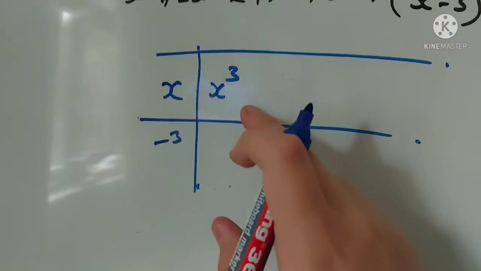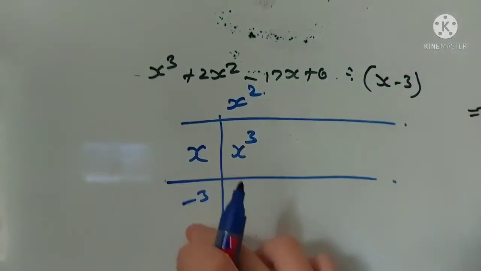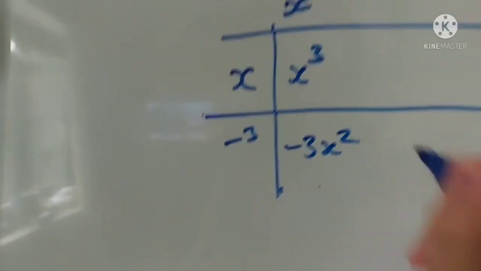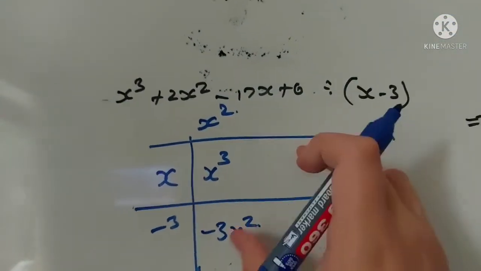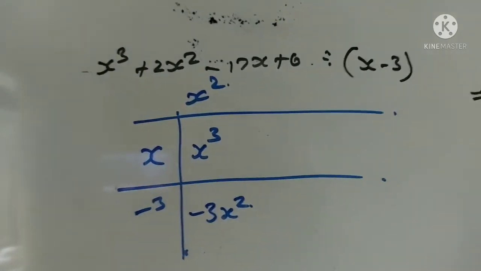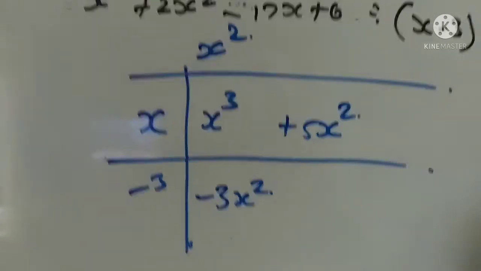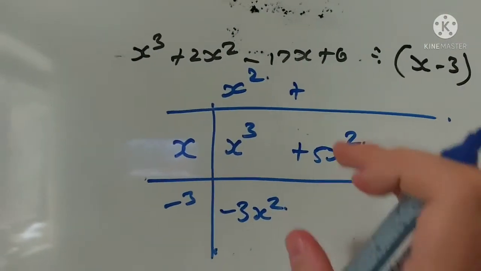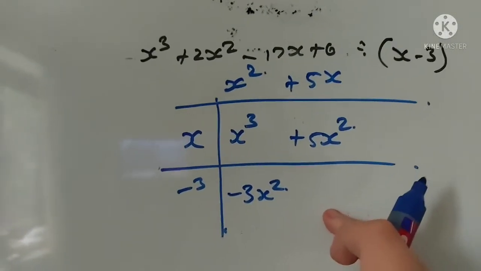So how many x is going to x cubed? Well, I need to multiply by x squared to get that. X squared times minus 3 is minus 3x squared. However, I don't want minus 3x squared, I want 2x squared. So how can these combine? Well, I need to add 5x squared, don't I? Like so. Which means up here, well, x is into 5x squared, I need to multiply by 5x. This can now be filled in down here.